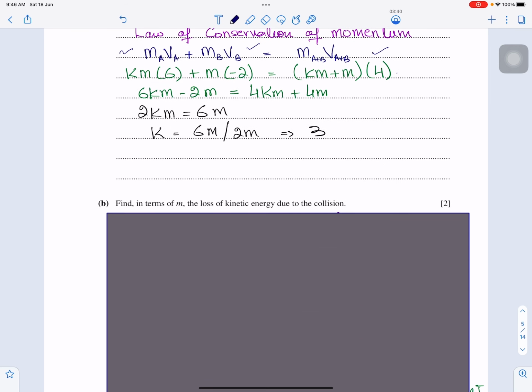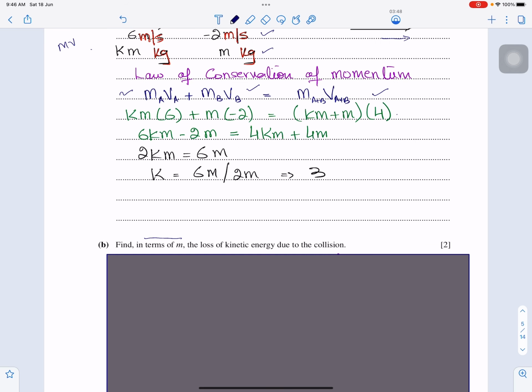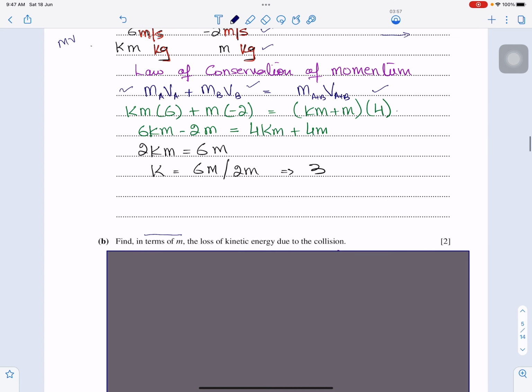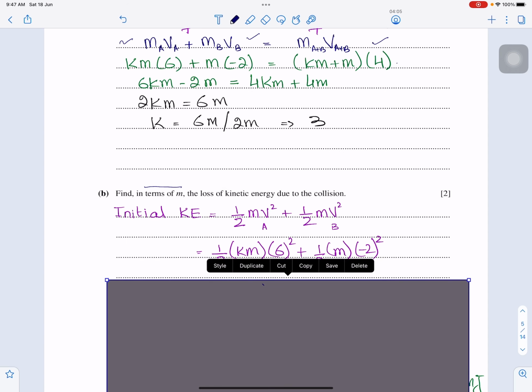Find in terms of m, now this is important, find in terms of m the loss of kinetic energy due to the collision. Now when he's talking about kinetic energy loss, so what comes to your mind? You will simply find the kinetic energy before the collision of body A and B and then after the collision of body A and B and subtract the two kinetic energies. So we know the formula for the kinetic energy is half mv square. Right?